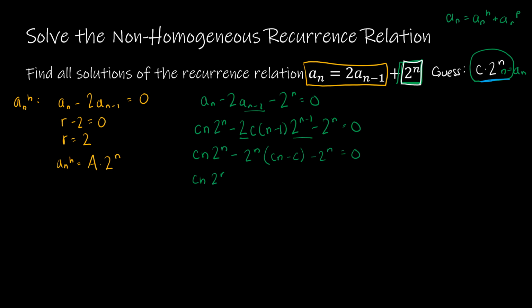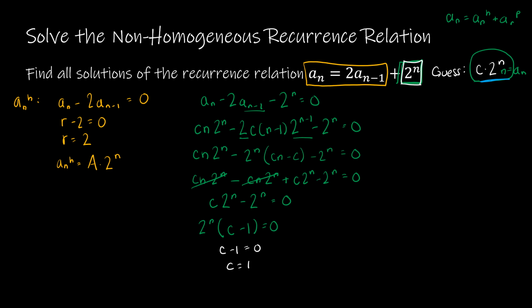So obviously, distributing that 2 to the n, I have Cn 2 to the n, and then minus 2 to the n times minus C gives me plus C 2 to the n. Minus 2 to the n is equal to 0. These two are exactly the same. One is plus 1, one's minus 1. So that leaves me with C 2 to the n minus 2 to the n is equal to 0. Or if I take out the 2 to the n, C minus 1 is equal to 0. And that gives me, if I set C minus 1 equal to 0, C must be equal to 1.